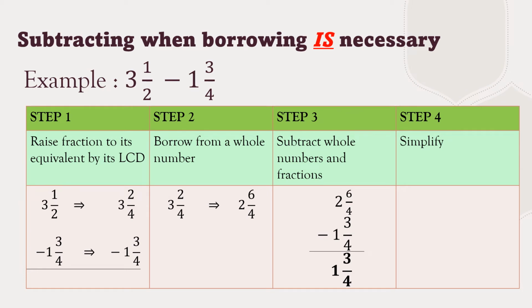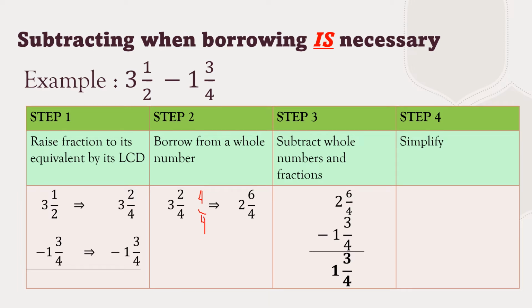And now, since we cannot deduct 3 from 2, we have to proceed to step 2. Step 2 is to borrow from the whole number. So since we have here 3 and 2/4, we'll borrow 1 from 3, so 3 will become 2. And then the borrowed 1 from 3, we will write as 4/4.